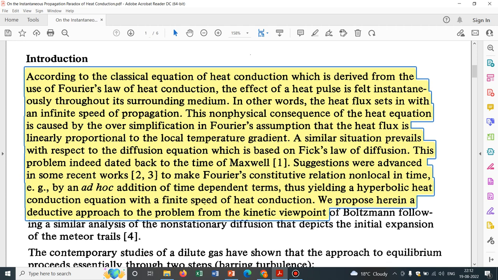Now let us read a few more lines. A similar situation prevails with respect to the diffusion equation. You know, the conduction equation and Fick's law, the diffusion equations, are equivalent. So the paradox which exists for the heat equation is also there for the diffusion equation, because in the diffusion equation also the signal travels at an infinite speed, which should not be the physical condition. That is what it is talking about.